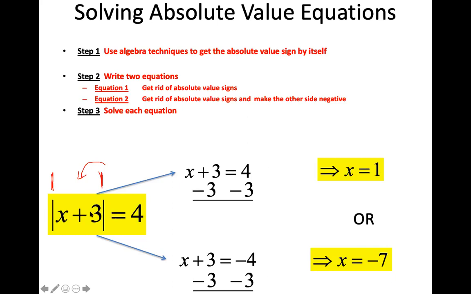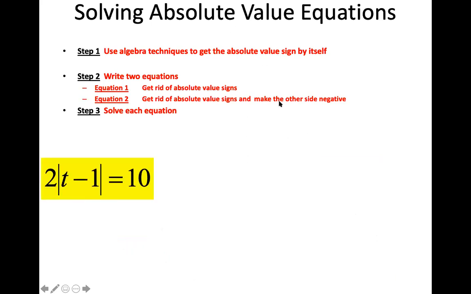They both make it true. Check it out. 1 plus 3 is 4. The absolute value of 4 is 4. Negative 7. Excuse me. Negative 7 plus 3 is negative 4. The absolute value of negative 4 is 4. There are two answers there that are wildly different, but they both make the absolute value equation true. Getting the hang of it?